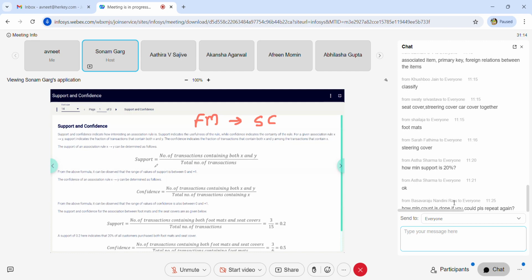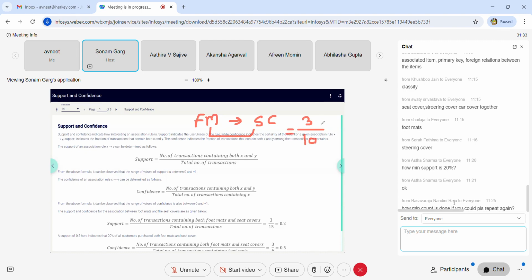So how do we find support? Find the number of transactions that contain both of these values, where foot mat and seat covers come together. Let's say there are 3 such transactions, upon a total number of transactions, assume that is 10. So this becomes your support for your transactions.